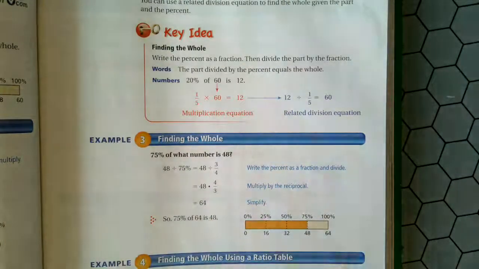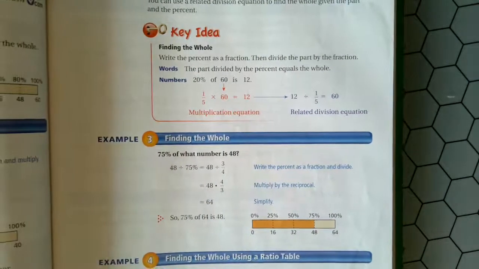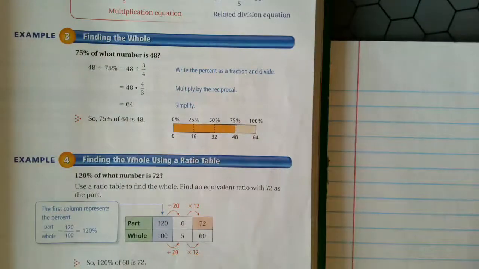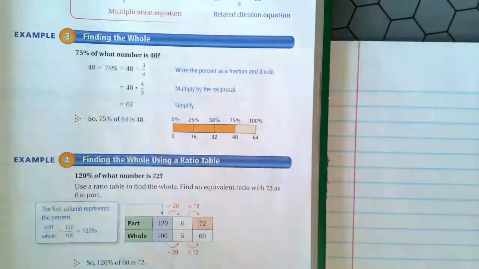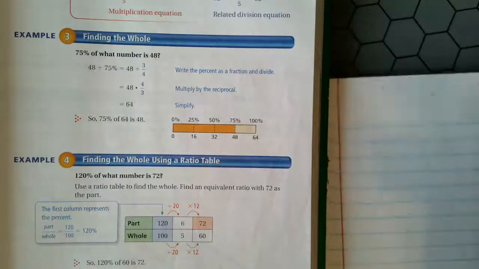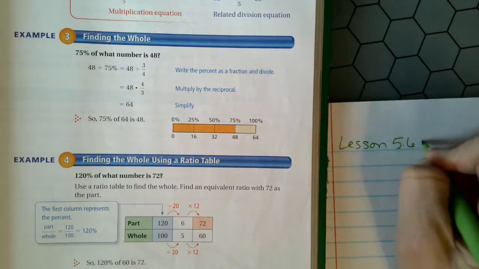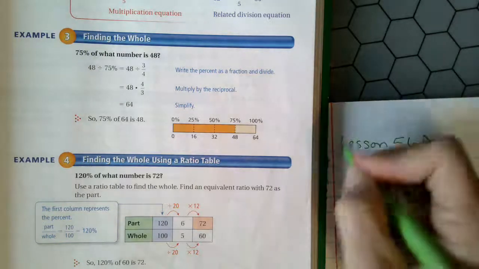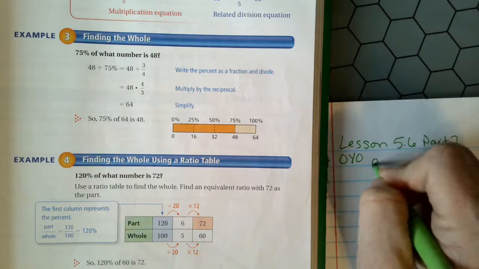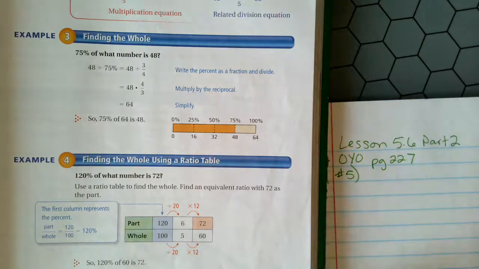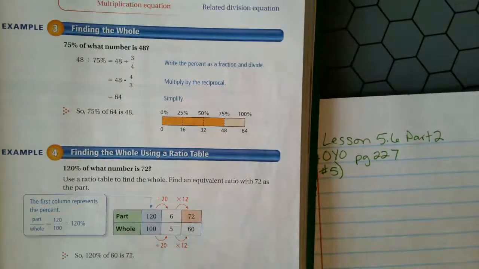So instead of just writing down exactly what's in the book, I'm going to do an on your own, which is down at the bottom. We're going to do number 5, just like example number 3. Get your paper. At the top of my page, I'm going to call it lesson 5.6 part 2. And we're going to be doing on your own, page 227, number 5. Okay? So, 5% of what number is 10?